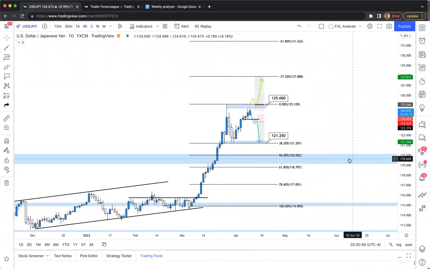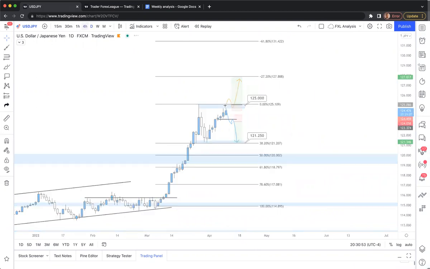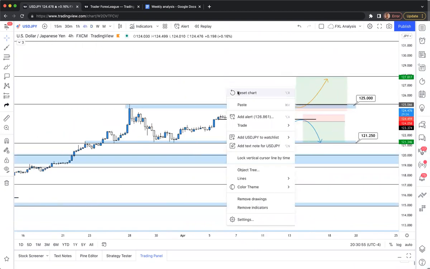Okay, so major zones are your daily zones, your higher zones. Those are really going to be your targets. Minor zones, I'm just talking about 4-hour zones.